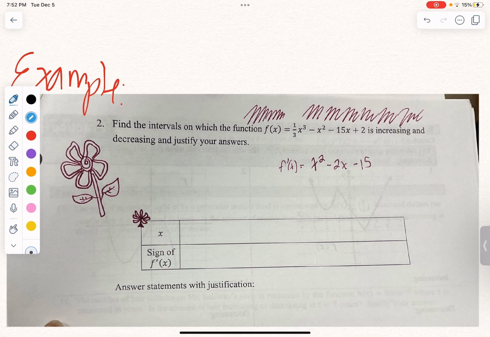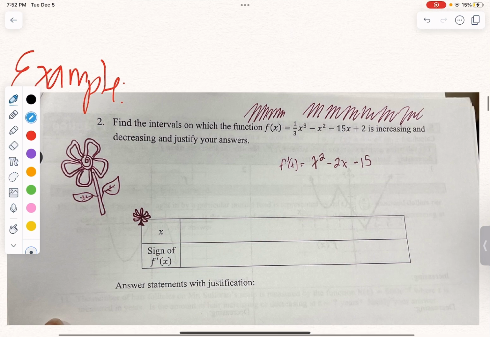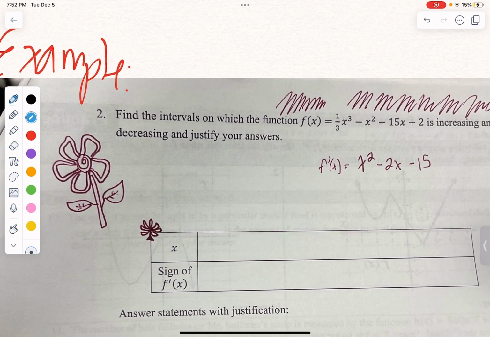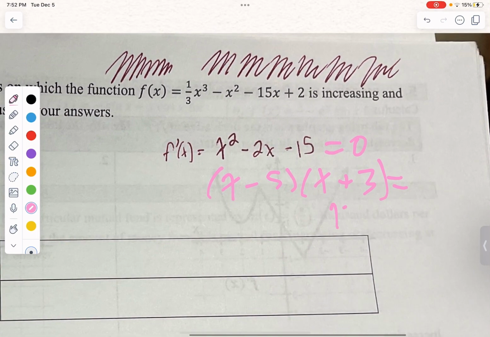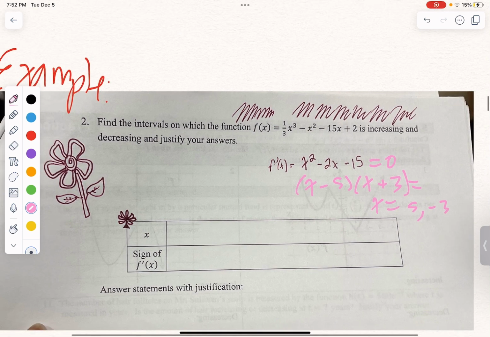All right, example. Find the intervals on which the function is increasing and decreasing and justify your answers. I already previously found the derivative, so that's pretty convenient. Here's our derivative, and now we're going to continue. Set this equal to 0 and factor it out, which is going to be x minus 5, x plus 3. Once you set both of those equal to 0, we learn that our critical points are at 5 and negative 3. So we're going to put those points into our table.